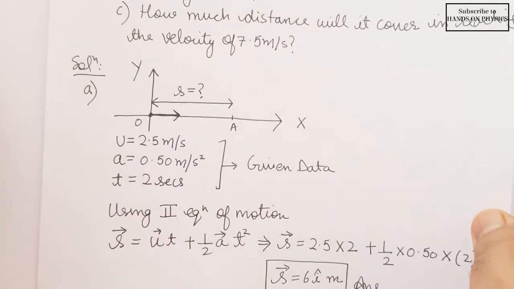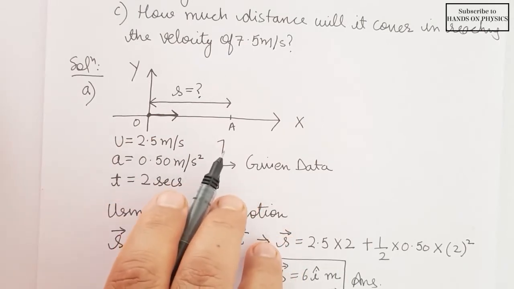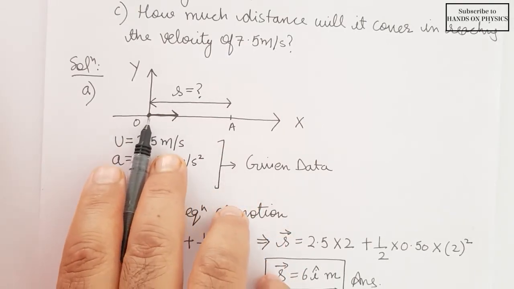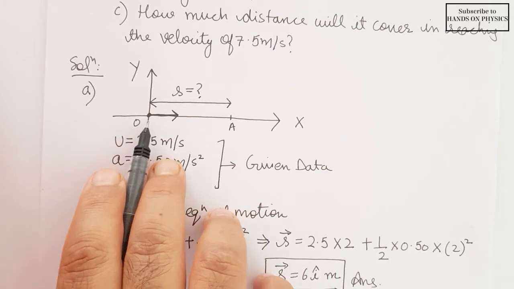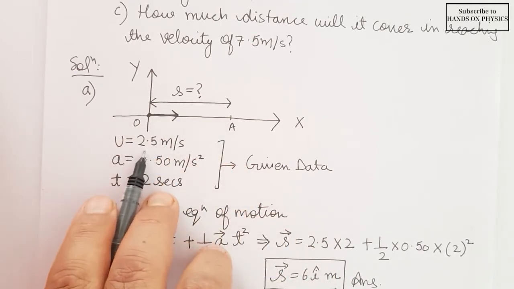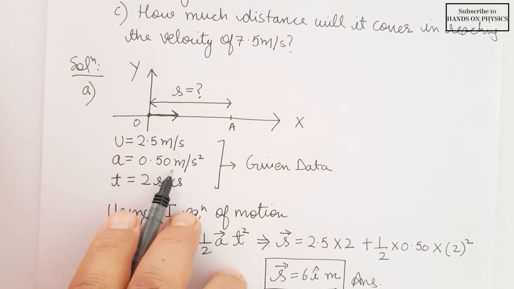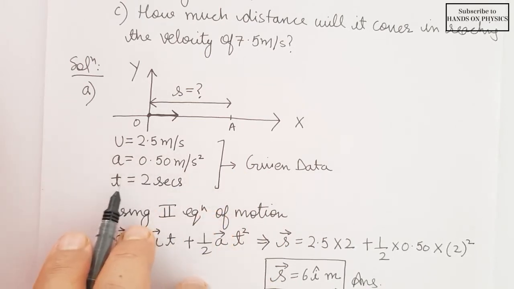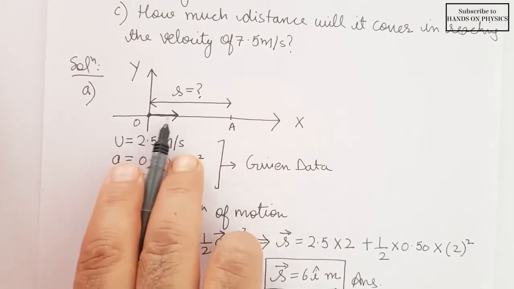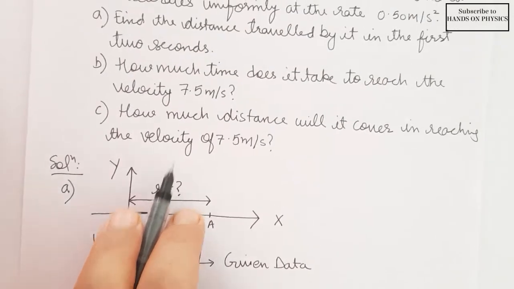First of all, note down the conditions in a practical way. Let us suppose this is our initial point O, and it's starting with 2.5 meter per second. Acceleration is 0.50 meter per second square, and it takes 2 seconds to reach position A. So the question says find the distance traveled.